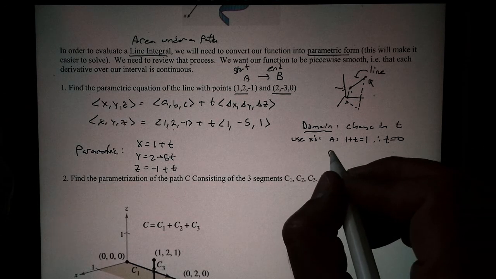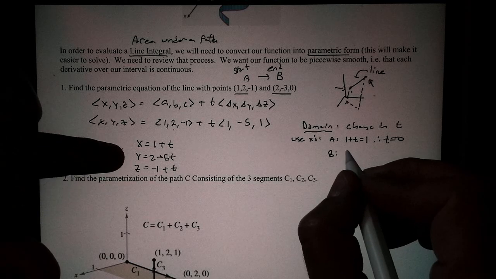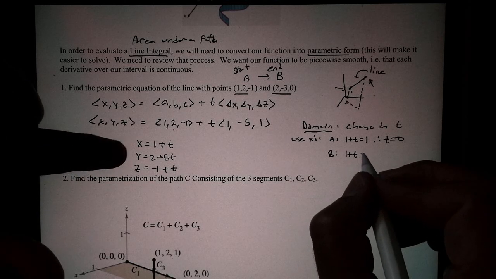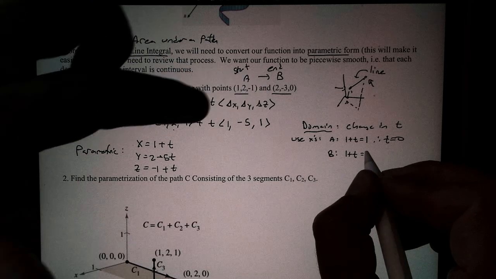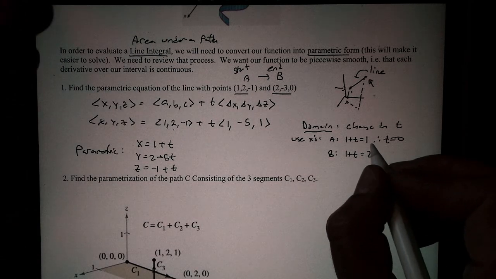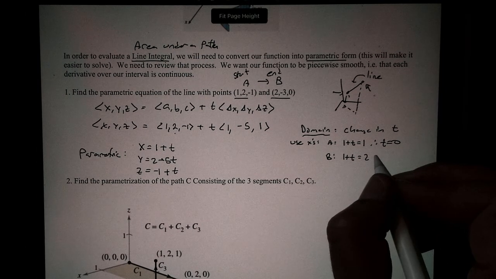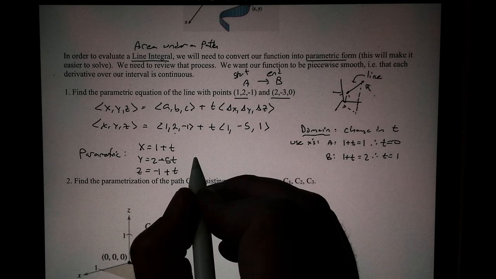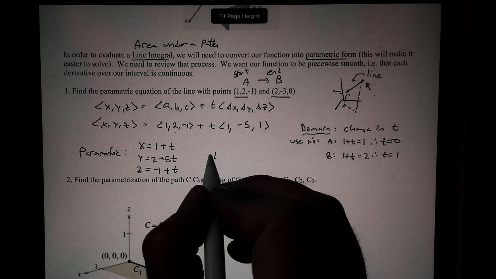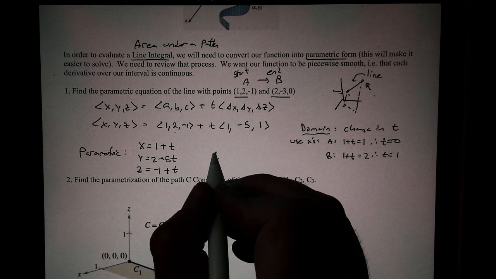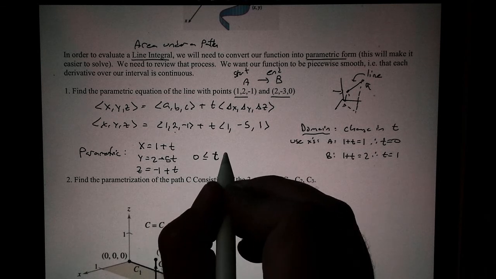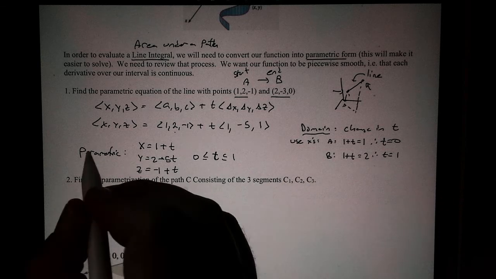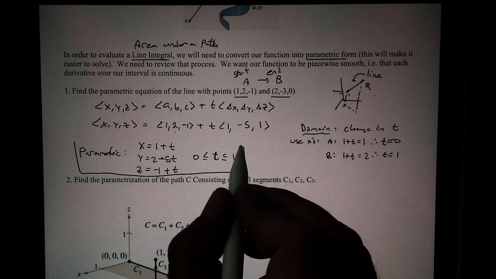I'm ending at B. Again, I'm going to get this 1 plus t. At point B my x value is 2. So my x value starts at 1 and ends at 2, and that's going to give us t equals 1. So we now know our change in t. This parametric equation is such that t is between 0 and 1. So this is our parametric equation.